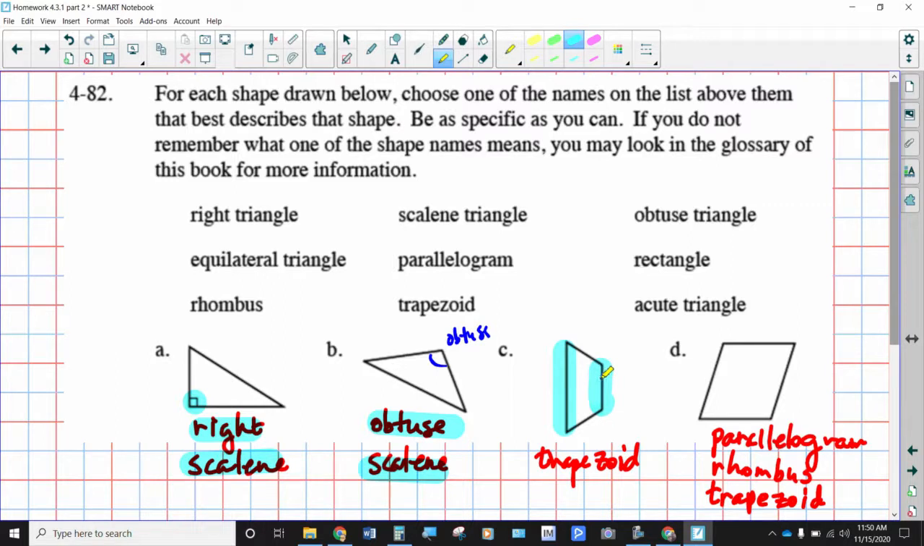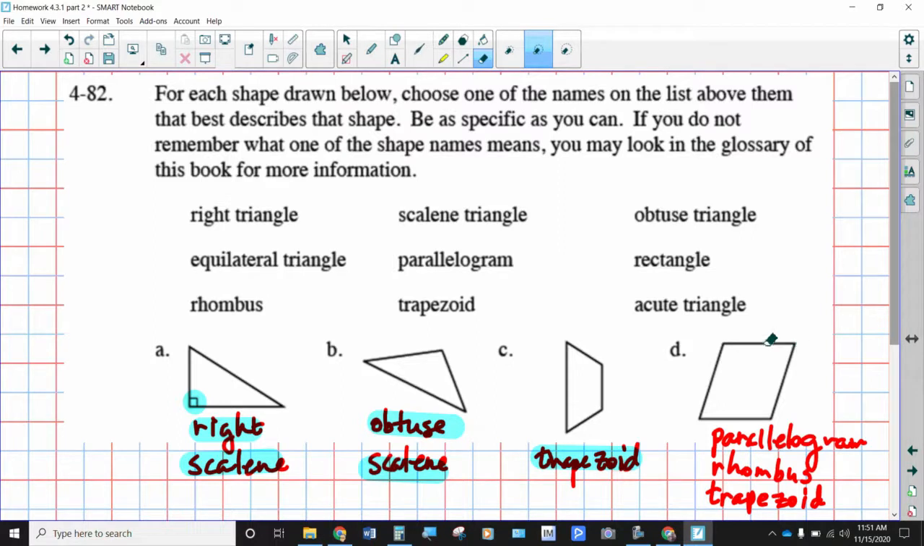So the next classification would be a parallelogram, and it's not a parallelogram because these two sides are not parallel to each other. So we have to stop at trapezoid. So you could have called this a polygon, you could have called this a quadrilateral, or you could have called it a trapezoid. And trapezoid is the most specific name that you can give to this particular shape.